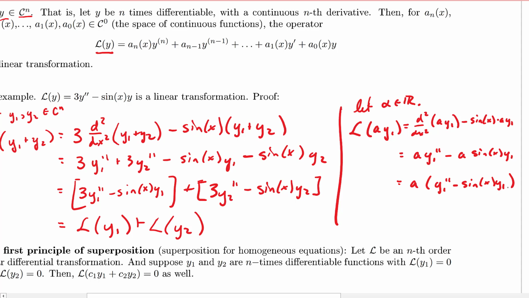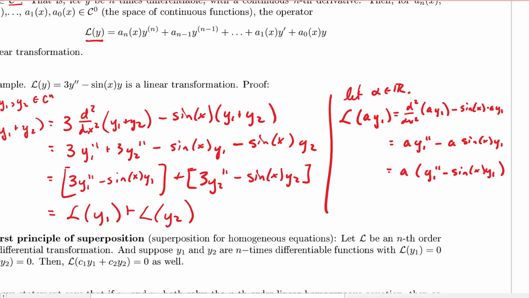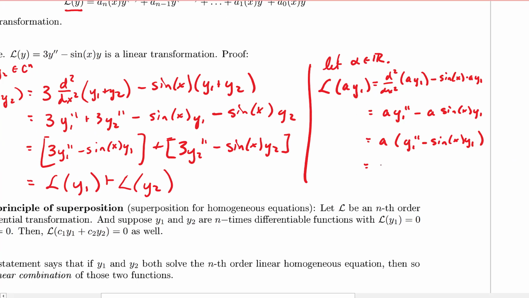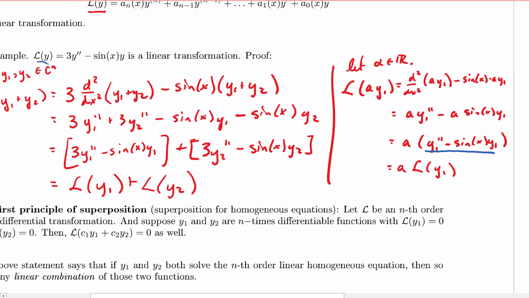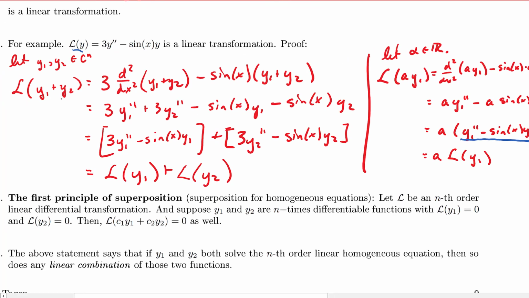Okay? If it feels like all we're ever doing is distributing and factoring, that's correct. That's all we're doing in these problems, but we're breaking it down to something that we've already proven in a previous course. So at this point, what have we shown? We've just shown that I can rewrite this as a times L of y1, because this expression right here is precisely what we would have gotten had we applied the linear operator just to y1. So we've shown that the linear operator distributes over sums and that constants factor out. That's enough to show that it is, in fact, yes, it is a linear operator or a linear transformation.